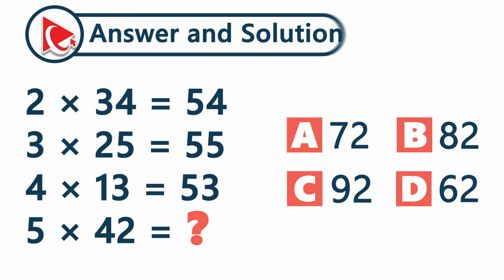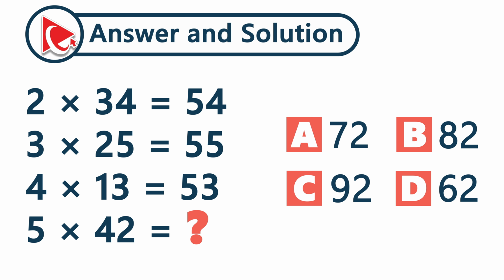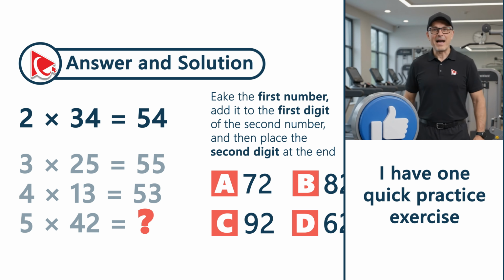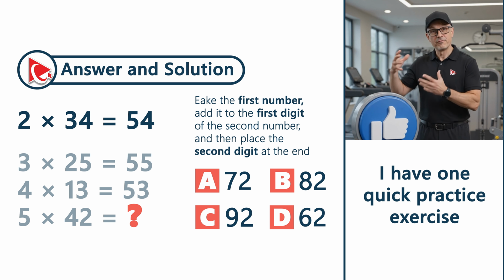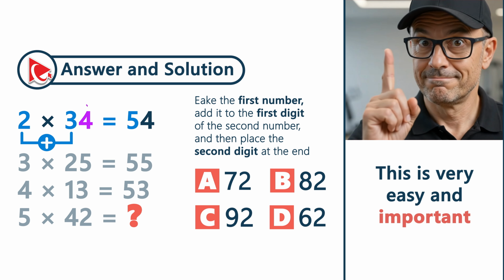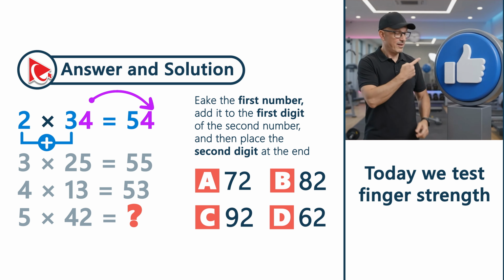The pattern here is very simple. You do not solve it by using normal math operations. Instead, take the first number, add it to the first digit of the second number, and then place the second digit at the end. Let's look at the example. The first expression is 2 multiplied by 34 equals 54. Let's take 2 plus 3 equals 5. Attach the second digit to 5 and you will get 54.